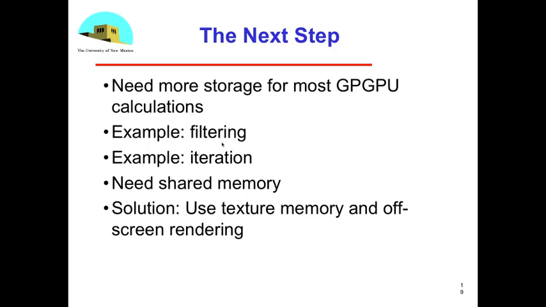So the next step is to really say, well, what's really left out here? Well, really the biggie is we've shown simple filtering. We haven't shown our ability to iterate because I really haven't shown you yet how to store it. And it's really the combination of using texture memory and off-screen rendering that's really going to be the key to being able to do far more complex and interesting things with GPUs.